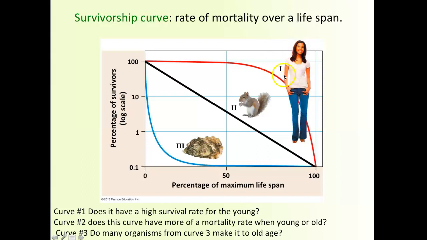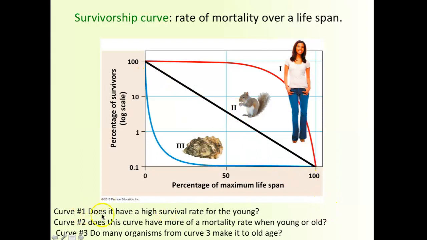Whereas survivorship 1, right, the fact that almost 100% of our offspring survive till 50% of their lifespan means that we have really good child care. So infant care, child care is very, very good. And then the squirrel is just somewhere in the middle.